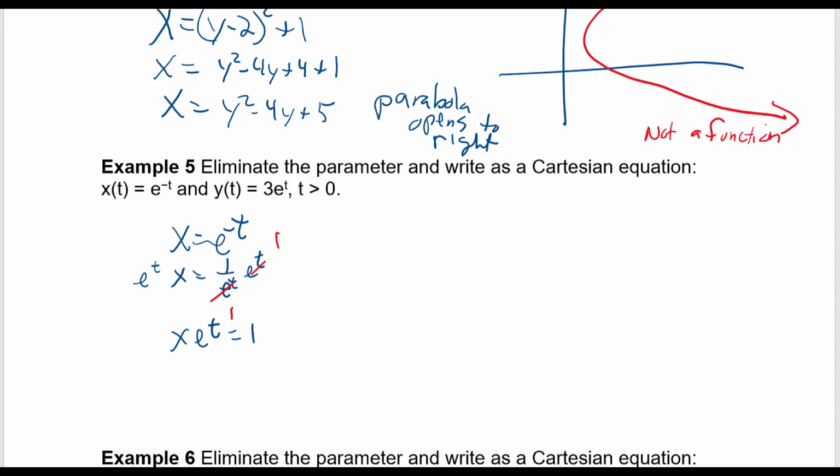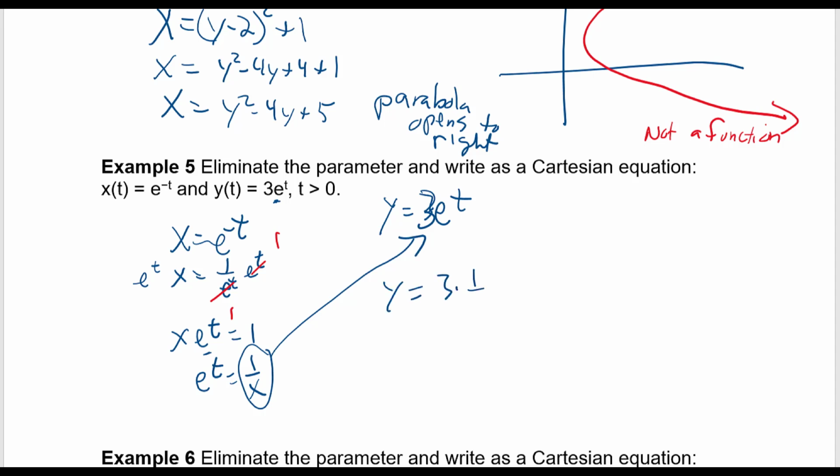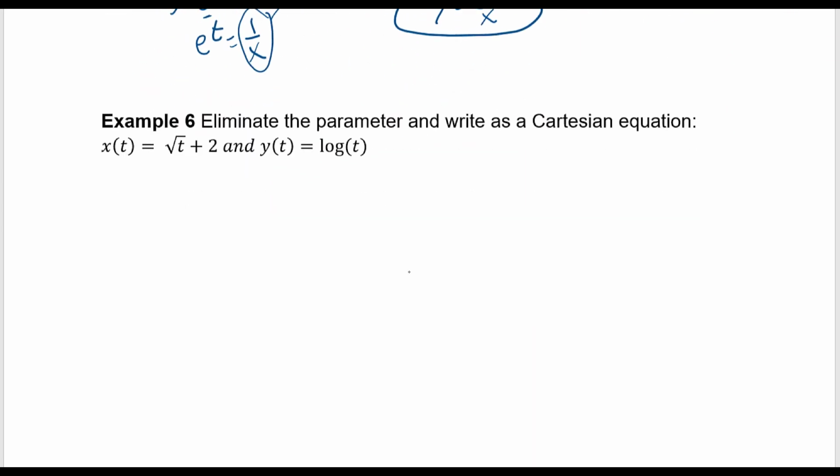And then if you're solving for e to the t, and why am I choosing e to the t? Well, that's in this one. That's what I want to make it equal to. e to the t equals 1 over x. So I have this y equals 3 e to the t. So I'm going to take this and put it in place of the e to the t. So it'll be y equals 3 times 1 over x, or y equals 3 over x. That's it. Okay, let's try another one.